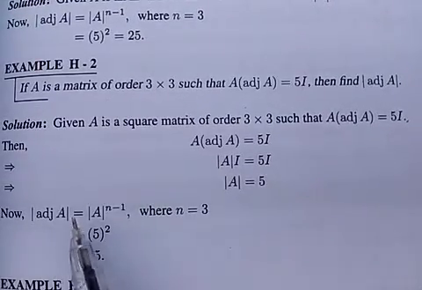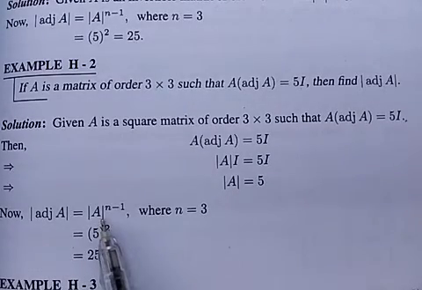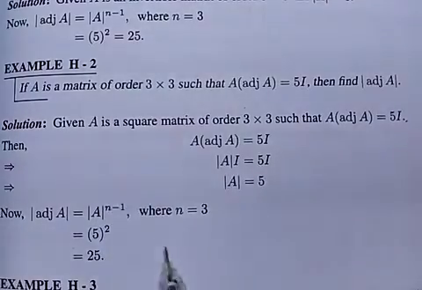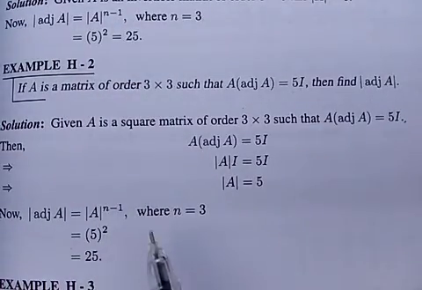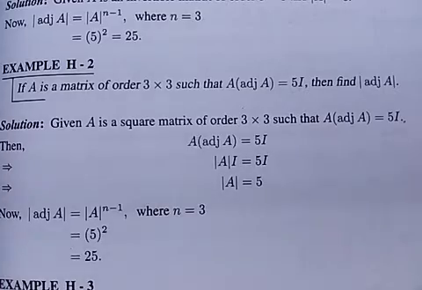Now determinant of adjoint of A equal to determinant of A power n minus 1. Same property we are applying. Which property we have used here? Same property we are applying here, where n equal to 3. Then 5 power 3 minus 1 equal to 5 power 2 equal to 25.